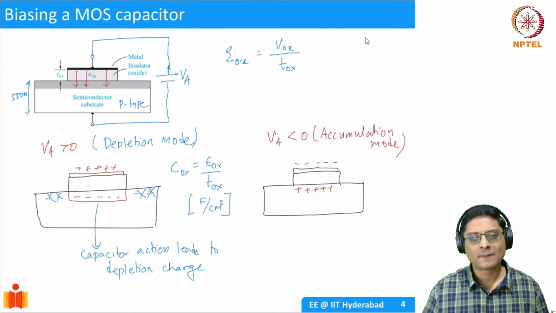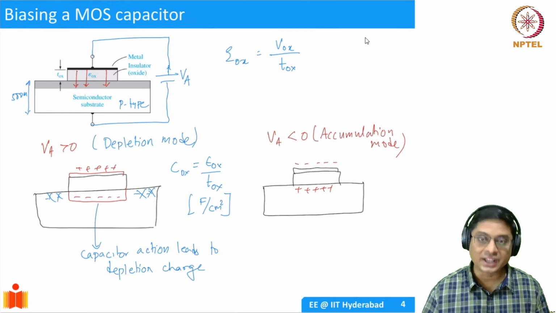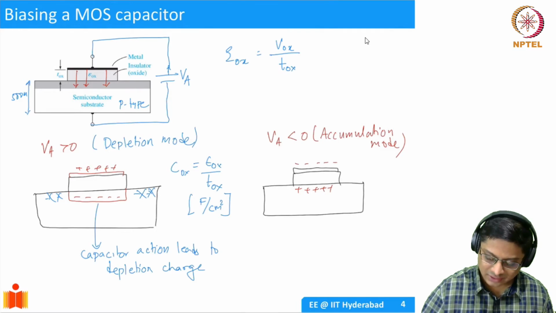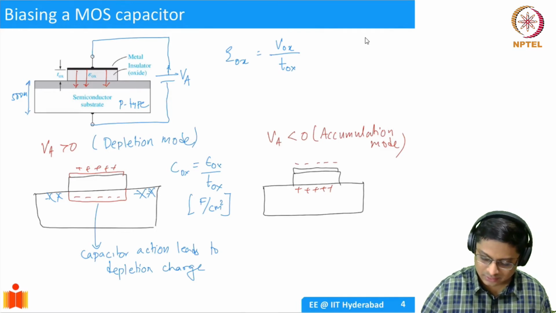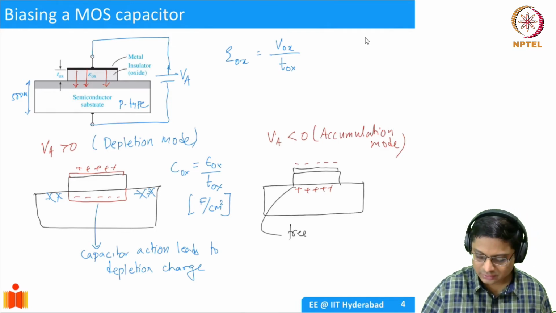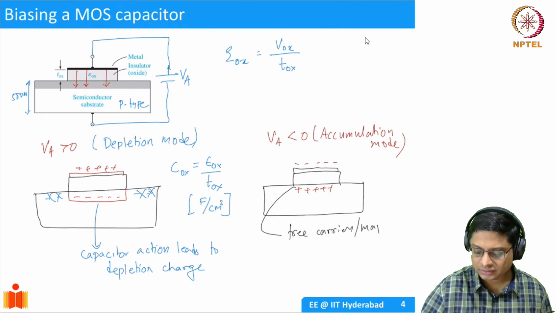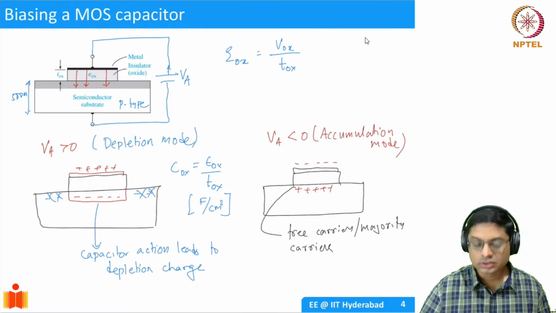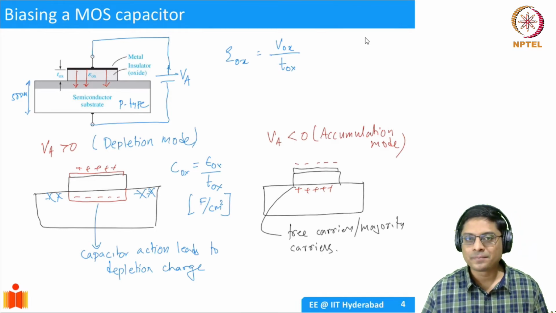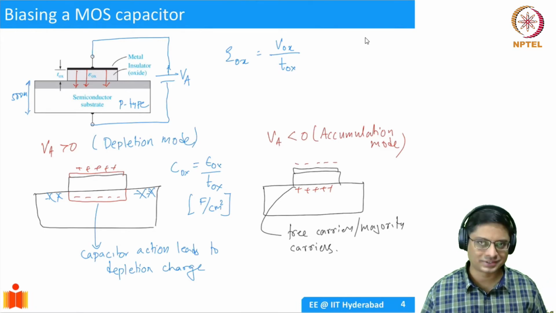Remember, whenever we say accumulation, we are talking about majority carriers. They are free charges. These are free carriers or majority carriers. So physically, where will they be? They will be just under the interface.